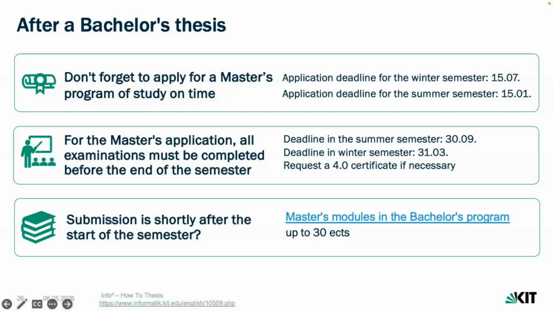That's why the KIT has the Master Vorzug program. This is where you can do modules from the master's program during your bachelor thesis, and add them to your master's program later on. You can only do up to 13 credit points, but I think that should be enough for a single semester. And afterwards, you can just normally join the master's program and everything's normal.